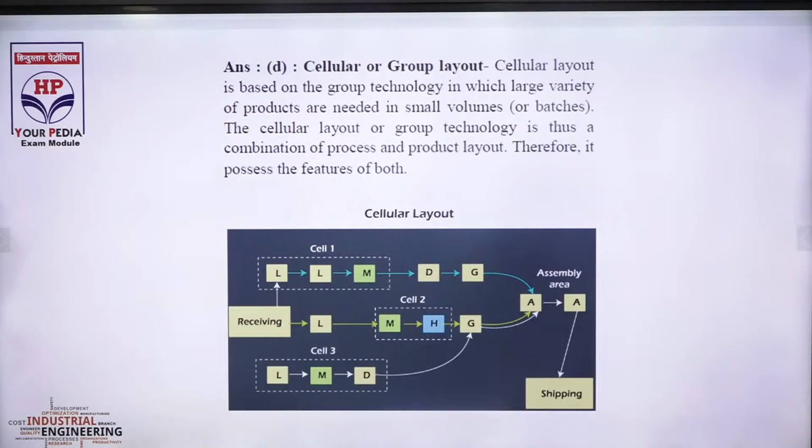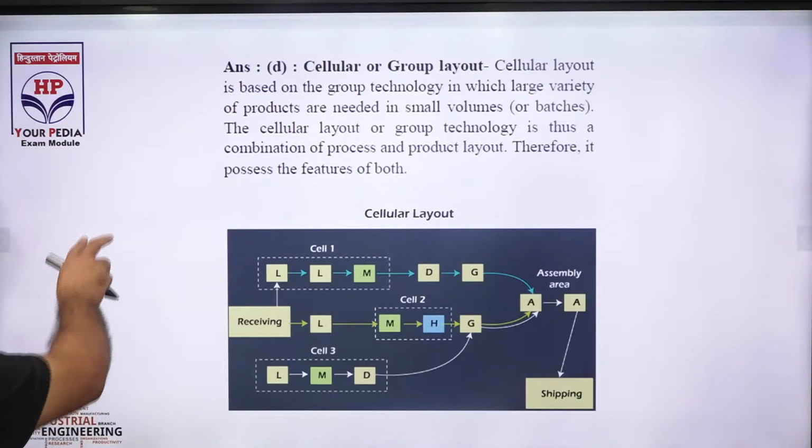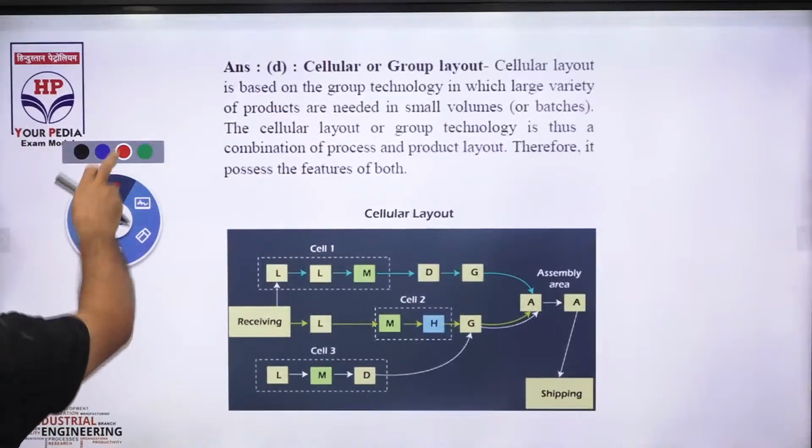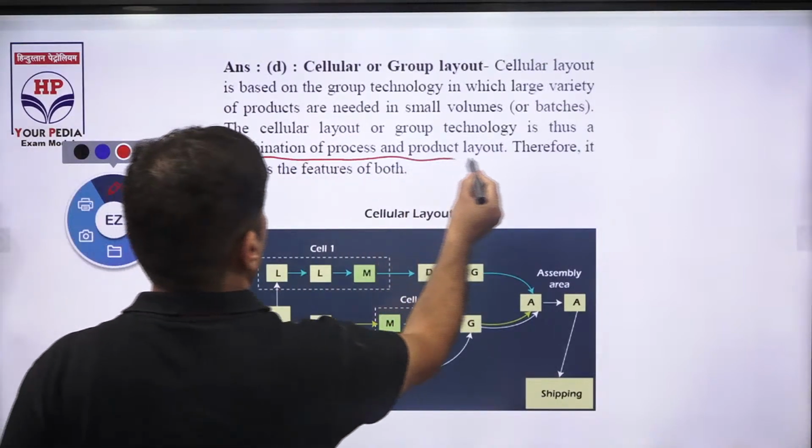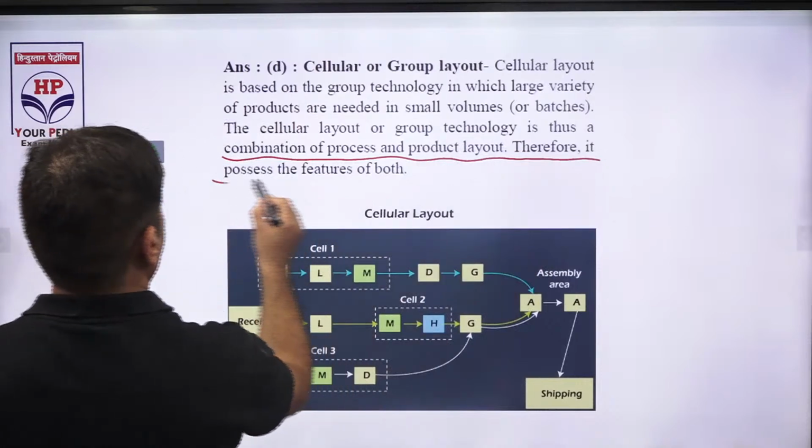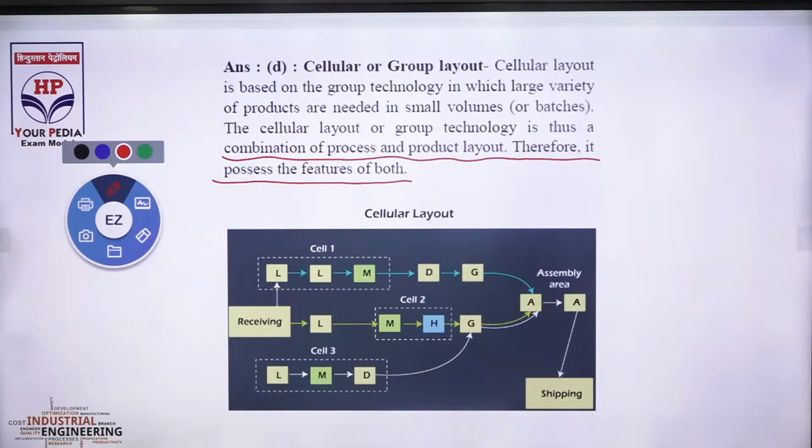It is a combination of process and product layout and has features of both. Understand this. This is a very, very important line. It contains the features of both process as well as product layout.